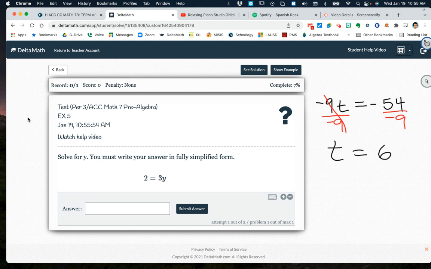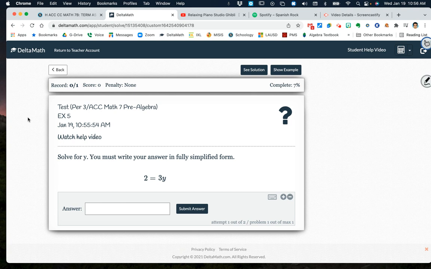These are going to be different kinds of answers. In fact, they're going to be fractional answers. Remember, when we divide, sometimes we get decimals and fractions. You must write your answer in fully simplified form. It can be an improper fraction, guys, but it has to be fully simplified.